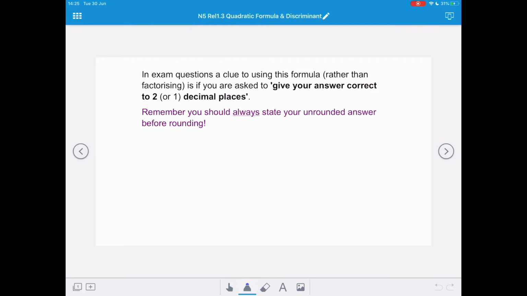Now in exam questions, a clue to using this formula rather than factorising is if you're asked to give your answer correct to 2 or even 1 decimal place. Remember, you should always state your unrounded answer before doing any rounding.